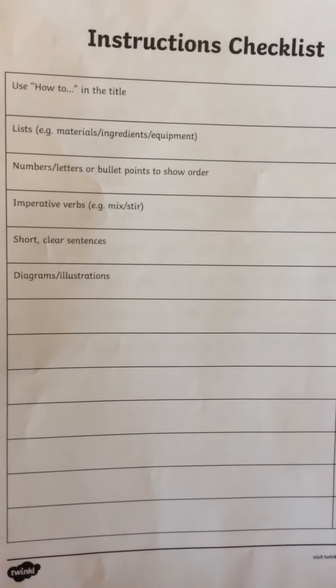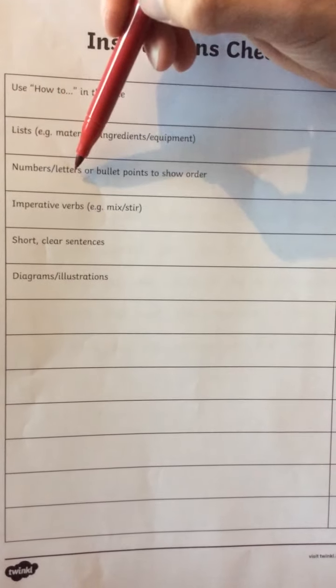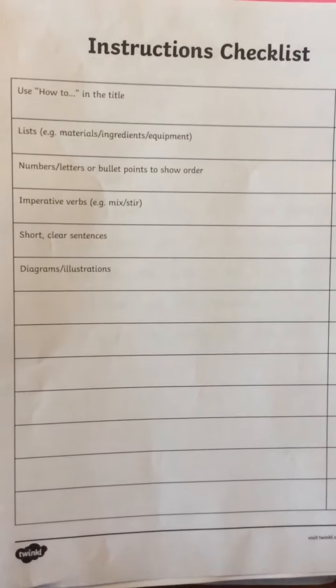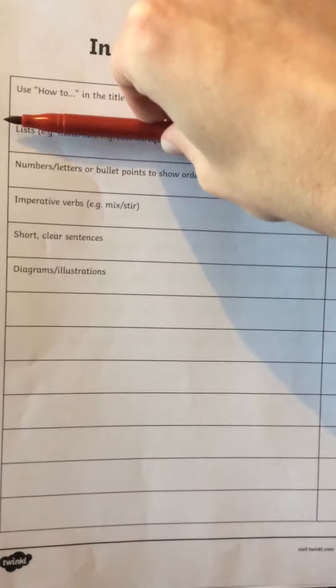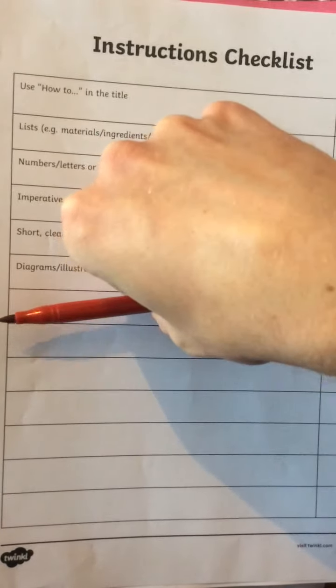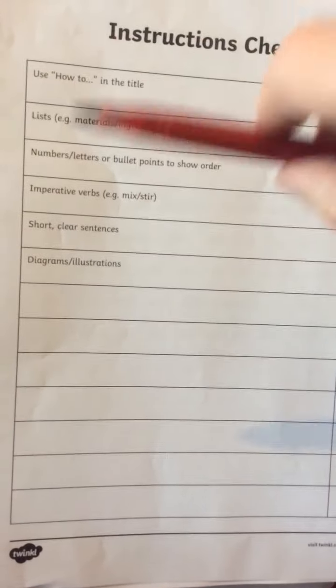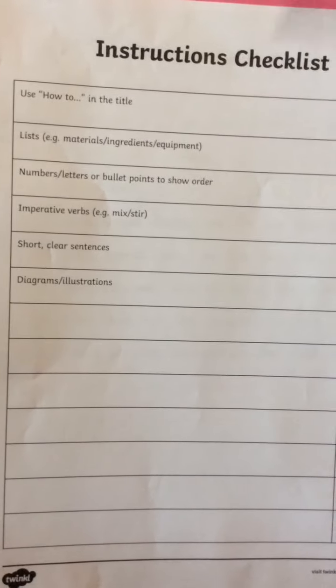We're going to use numbers and letters or bullet points to show order. Because we want our reader to start at the start and move all the way down till they get to the last instruction. We don't want them going from the first to the third to the sixth to the second, because otherwise they're going to get confused and they won't end up making what we want them to make.